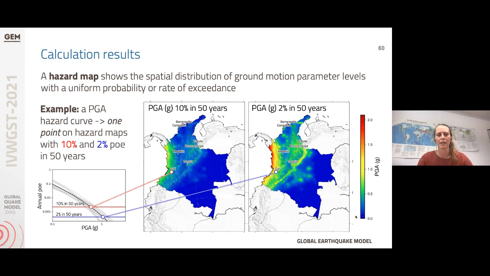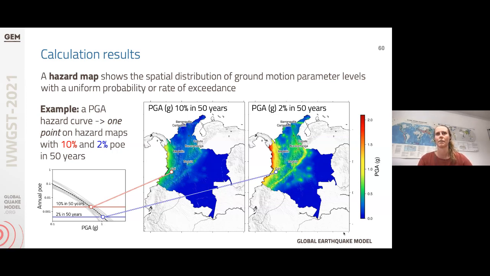So in some cases, you may be more interested in looking at the spatial distribution of ground motion parameter levels, but only for a uniform probability or rate of exceedance. To do this, we use hazard maps. The two figures here are showing example hazard maps for PGA with 10% and 2% probabilities of exceedance in 50 years. These are derived by taking a single point on the hazard curve for each site and collecting all those points together until the map is completed.